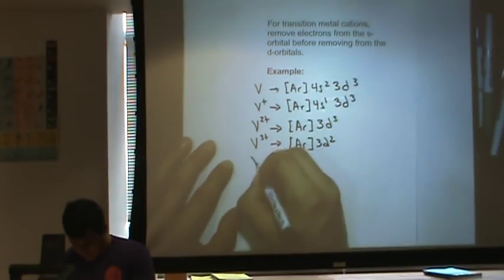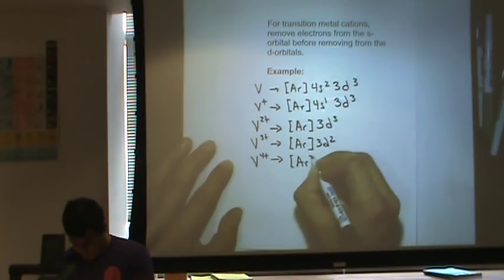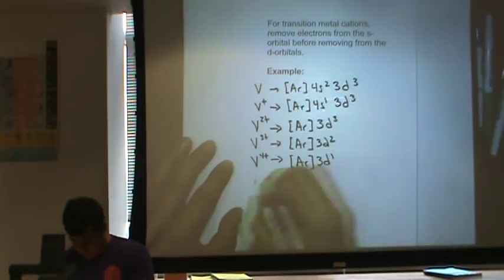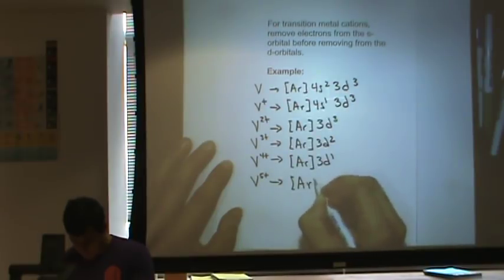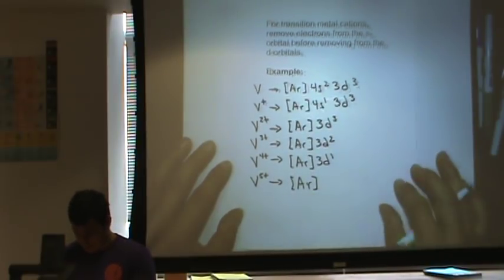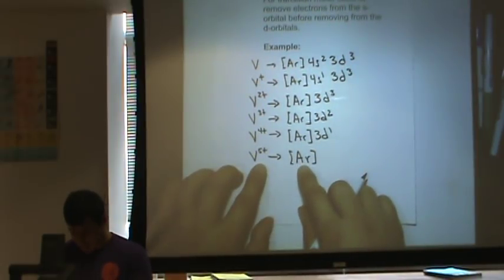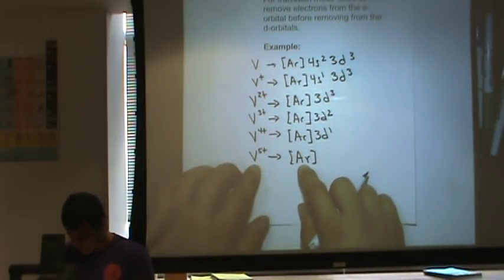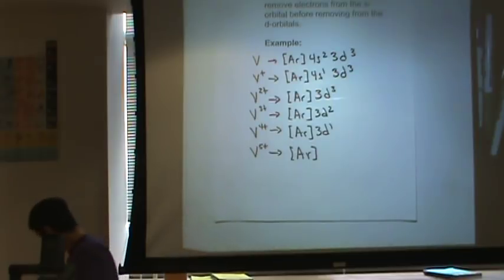Let's go all the way to vanadium 5 plus. 3d1, and finally, vanadium 5 plus just becomes the noble gas before the metal. So this would be a completely oxidized atom for vanadium. Okay, and I think this covers pretty much everything that's going to be on the exam.